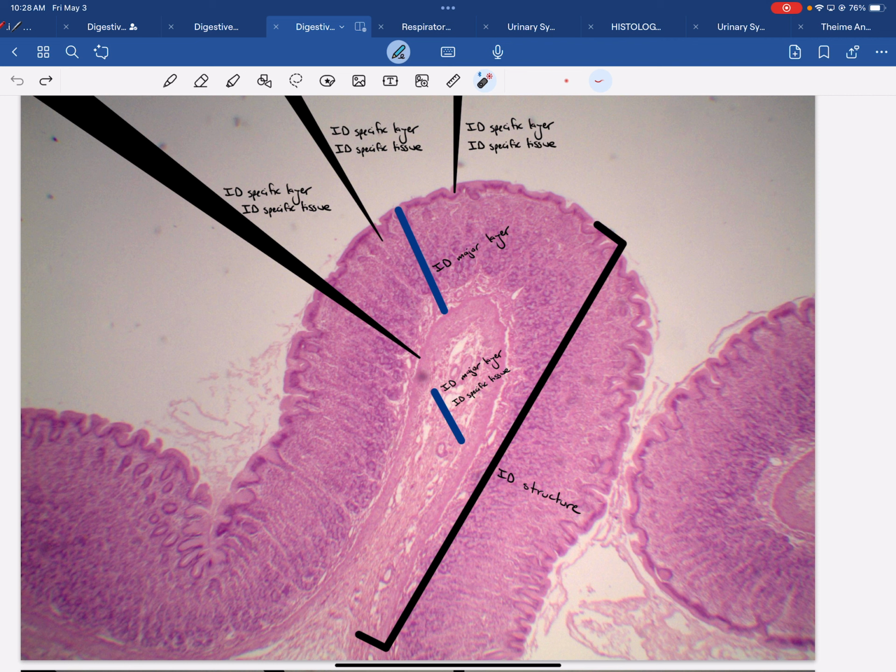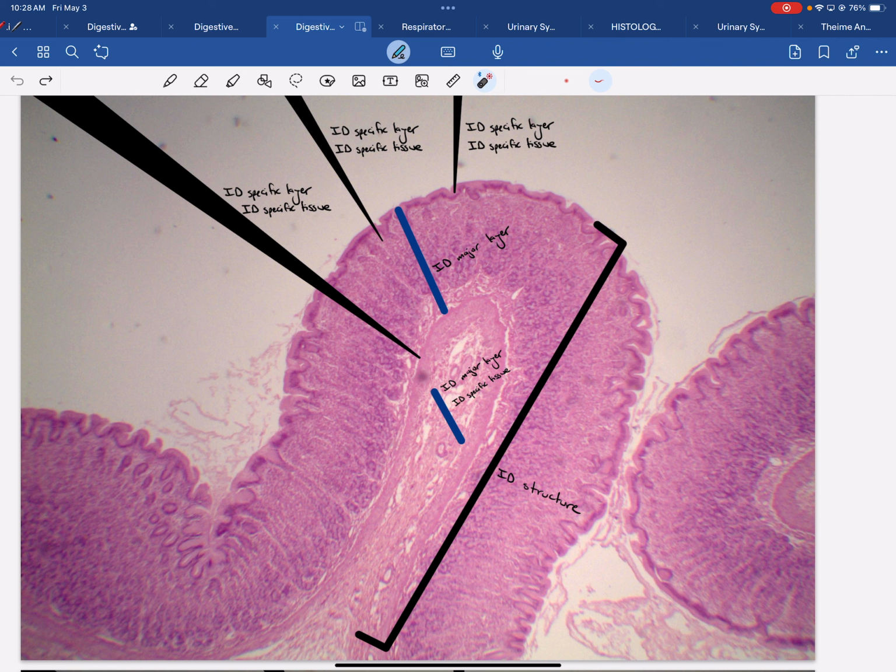Does the stomach not have goblet cells also? Stomach doesn't have goblet cells. Yes, that's correct. But we're kind of far to differentiate between cell types. This is the lowest magnification possible.